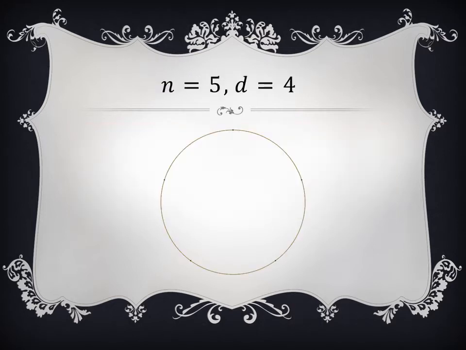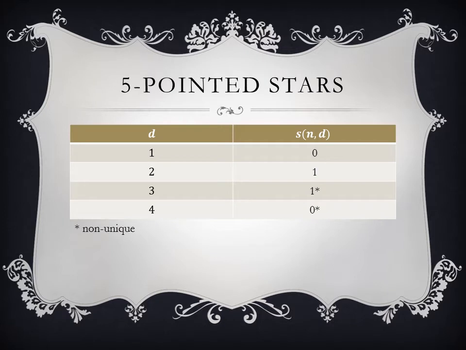Finally, we'll test d equals 4. So we see that this is not a star, and in fact, it's the same shape we got for d equals 1. So for 5-pointed stars, d equals 2 and d equals 3 generate valid stars, and d equals 3 and d equals 4 are not unique.